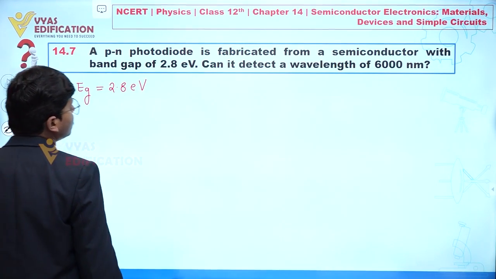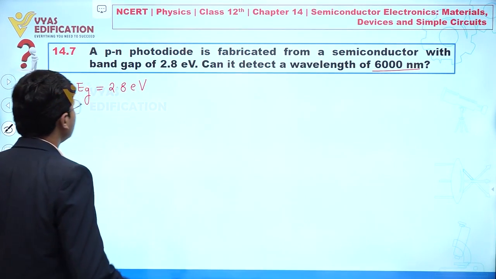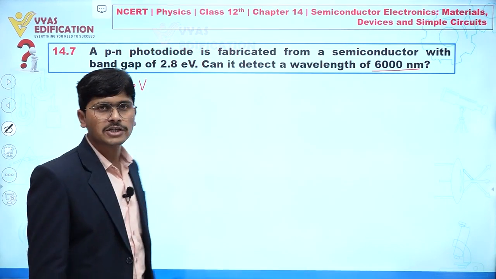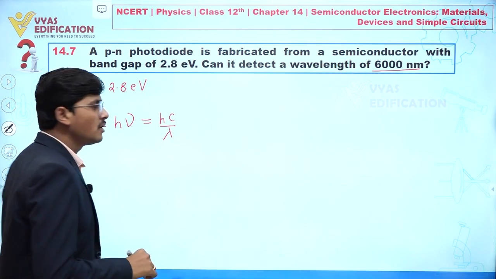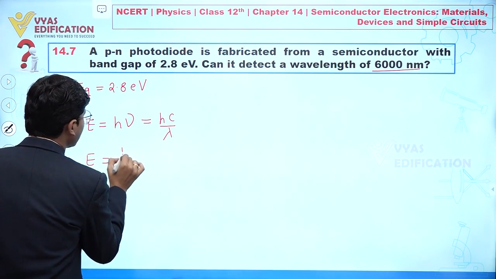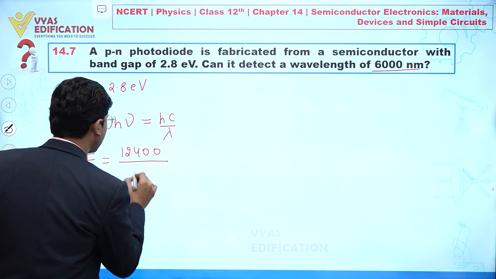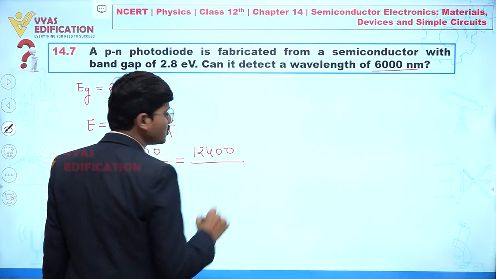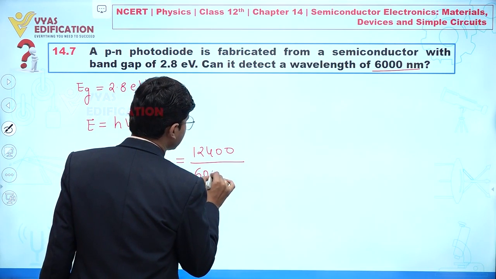Whenever we are talking about 6000 nanometer, we know the energy of a photon is given by E = h nu. We can also write it as hc by lambda. Now we can find this value as 12,400 divided by lambda, where I put lambda in angstrom. So this is 12400 divided by the value of lambda, which is 6000.